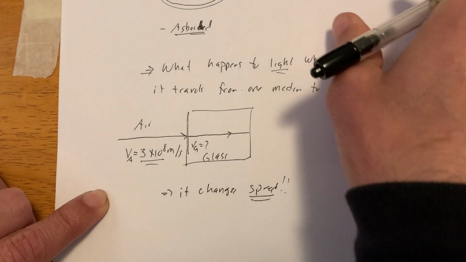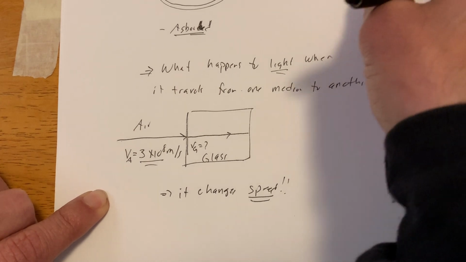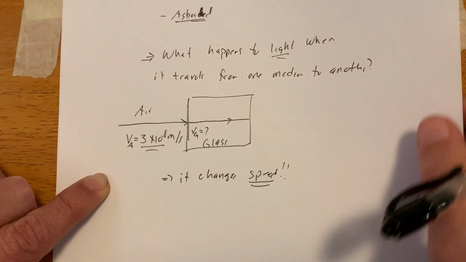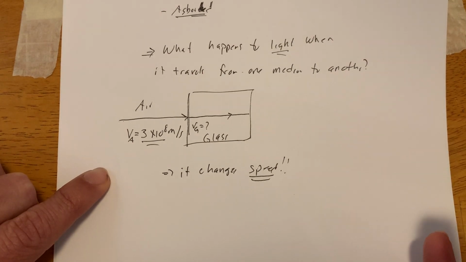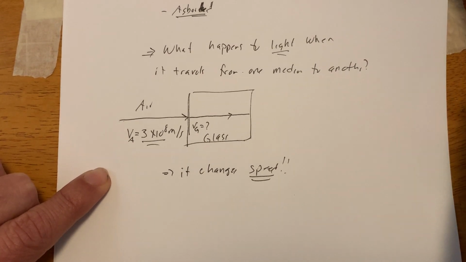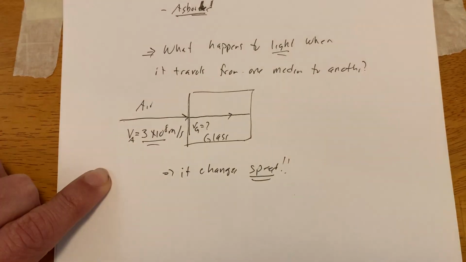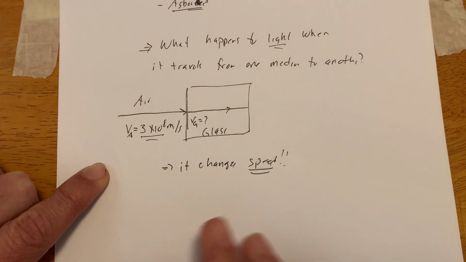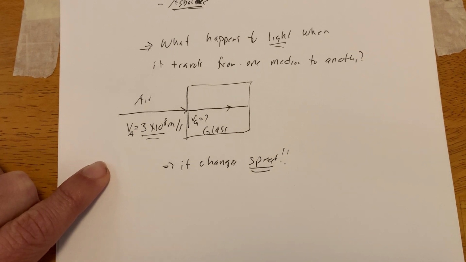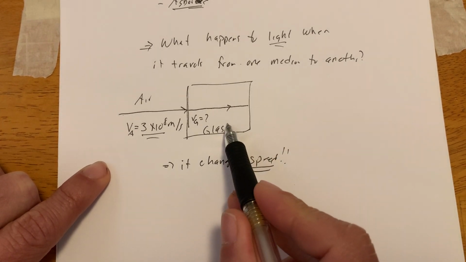Okay, now notice in this particular case, I didn't specifically say speeds up or slows down. I just said it changes speed. It could speed up or it could slow down, right? Now, in this particular case, when it's starting at 3 times 10 to the 8th, it can just slow down. However, maybe I start in glass.